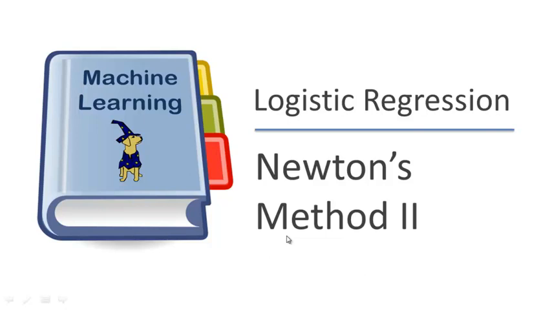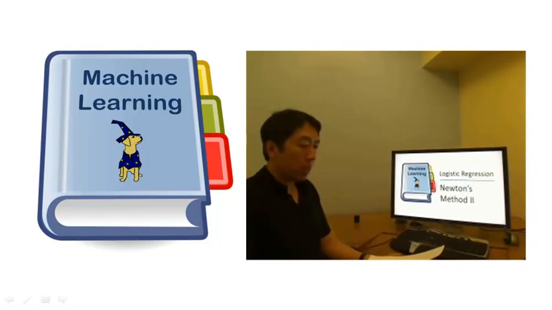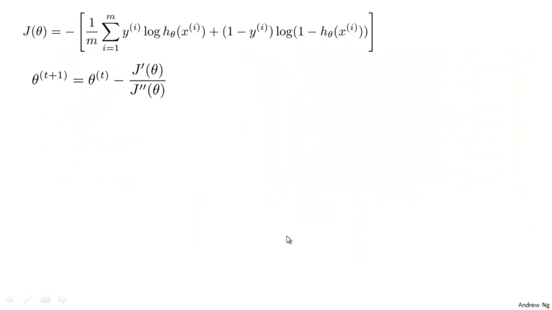In this video, we'll wrap up our discussion of Newton's method and generalize it to the case of vector valued theta, and we'll apply it to logistic regression. Earlier we worked out this cost function for logistic regression, and we said that if theta is a real number, then this is one iteration of Newton's method.